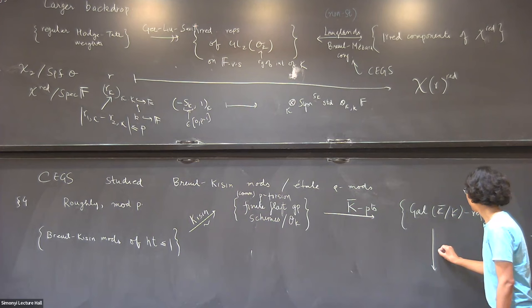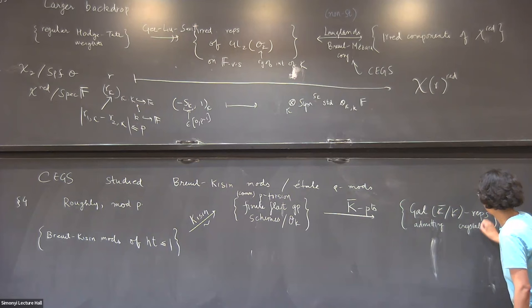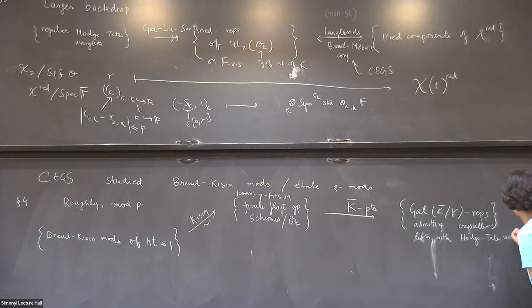Okay, so I'll say more. Galois representations admitting crystalline lifts with Hodge-Tate weights in 0 and 1. So they could be 0, 0, they could be 1, 1, they could be 0, 1, or something.